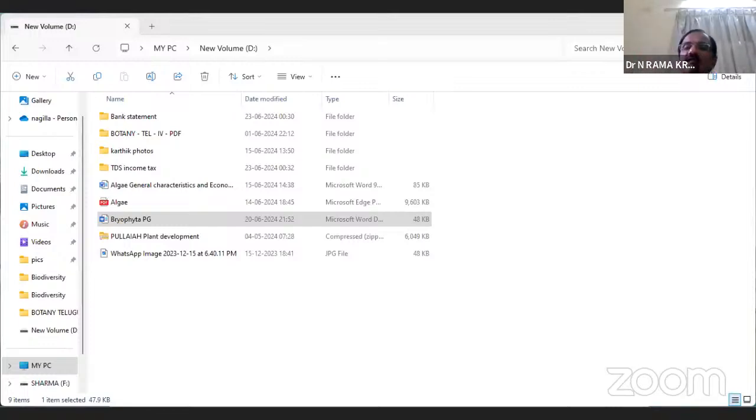Now one life cycle is completed. This is the gametophyte, which bears male reproductive organs and female reproductive organs. The male reproductive organ produces spermatozoids, anthrozoids, through the male gametophyte. These spermatozoids go to the female reproductive organs, fertilization is completed, and the zygote forms. This zygote produces the next generation. What is that? The sporophytic generation.